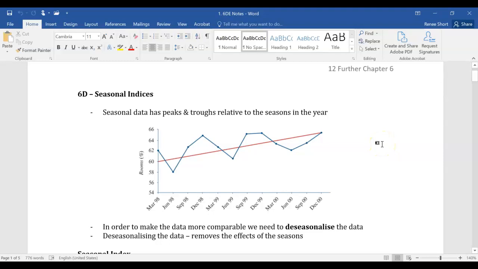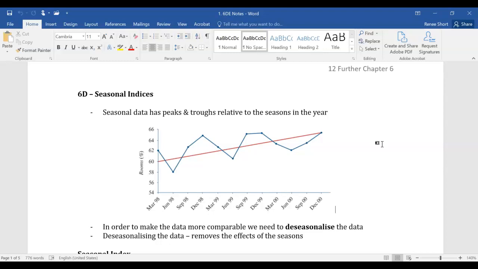This video is going to look at Chapter 6D and 6E on seasonal indices and their application. If we recall from last lesson, when we looked at 6A and the different patterns in time series data, we spoke about seasonality being when the data has peaks and troughs, so a clear up and down sort of pattern that works in a seasonal fashion. So over the space of the year, we see the same trend happening.